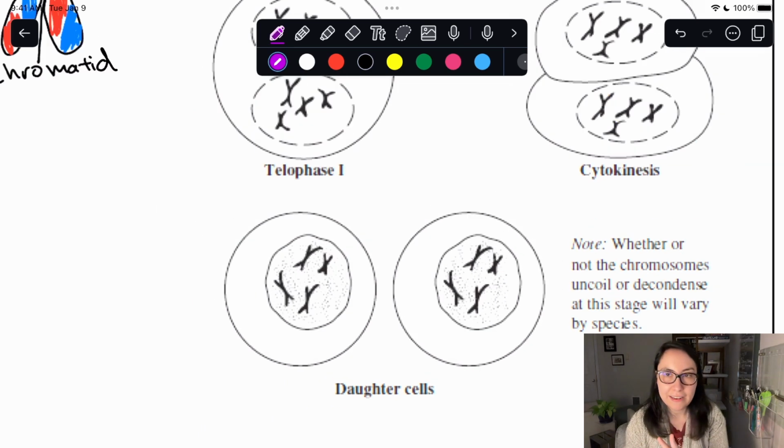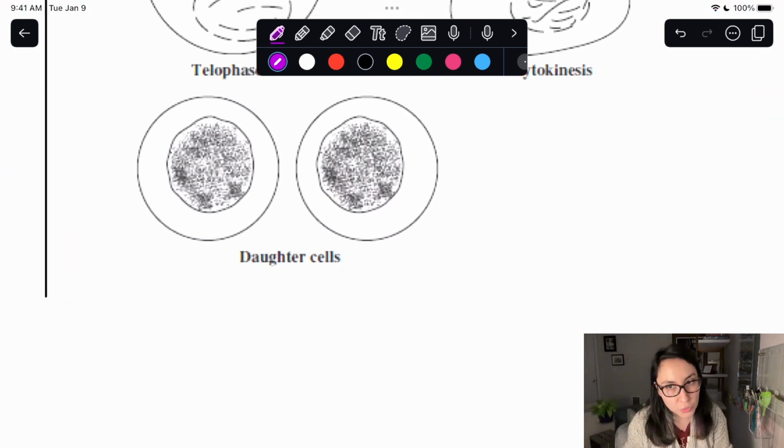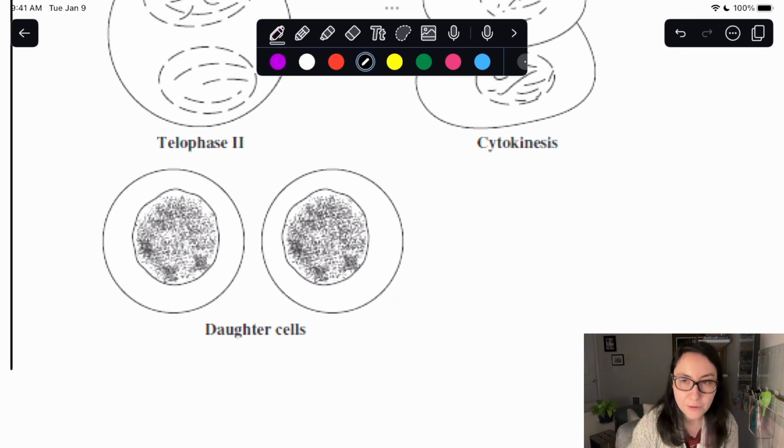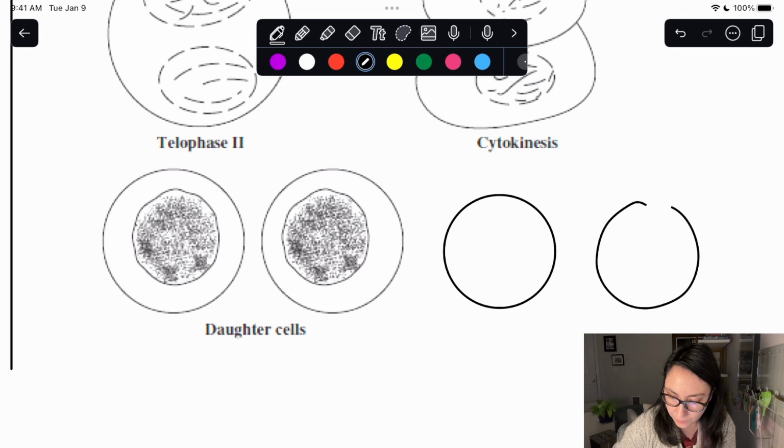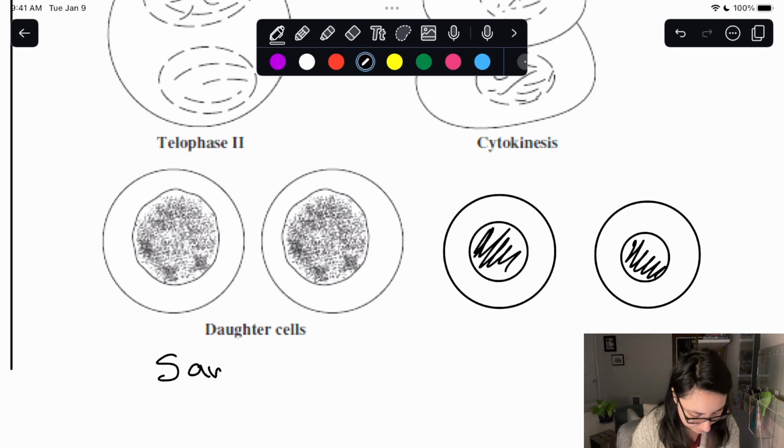Then it goes through it again, and that means after cytokinesis 2, this is why I said there was an error here, because there's 2. There should be 1, 2, 3, and 4 daughter cells. That's what was missing. And then each one of these daughter cells is going to have the same number of chromosomes.